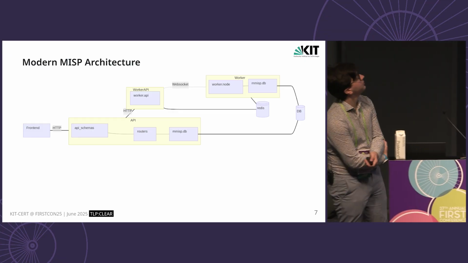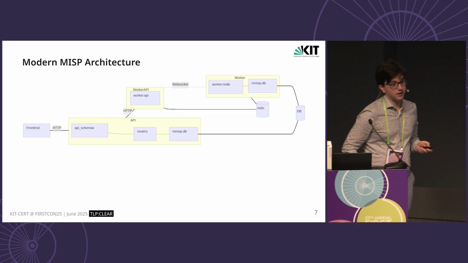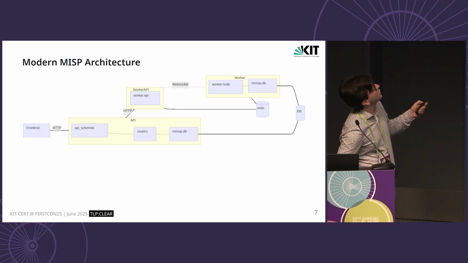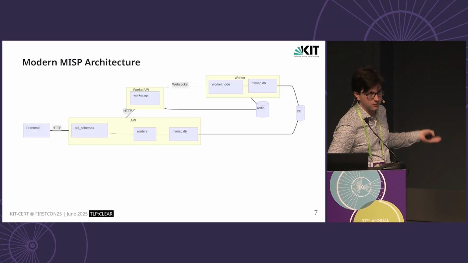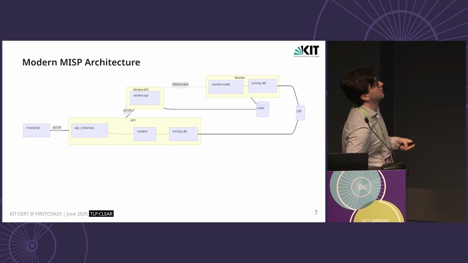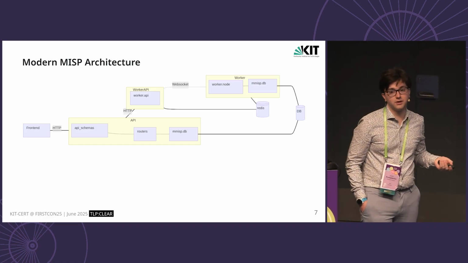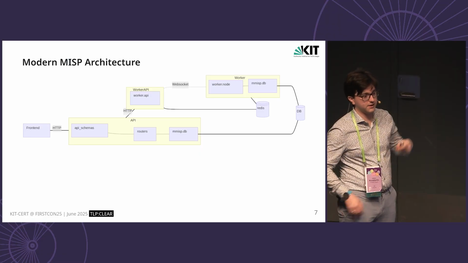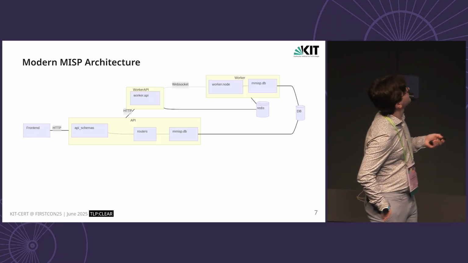Another thing, the API and the worker API. We introduced the worker API to create jobs. Think of jobs as synchronizing push-pull to other instances, or the free text import, because it could potentially be a very long text. Maybe we will use an LLM for that in the future.